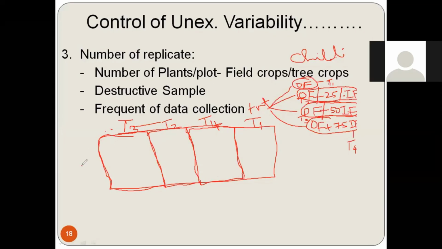So in this small plot, let's say this is 3 meter width, and length is 2 meters. So what is the area of this one single plot? Roughly 6 square meters. So in 6 square meters, how many chili plants can we plant? What is the spacing of chili plant?